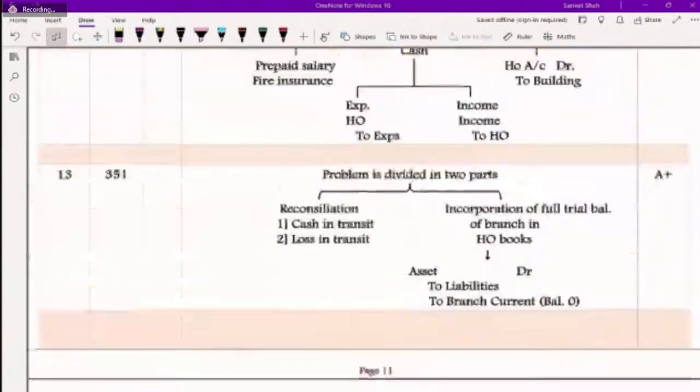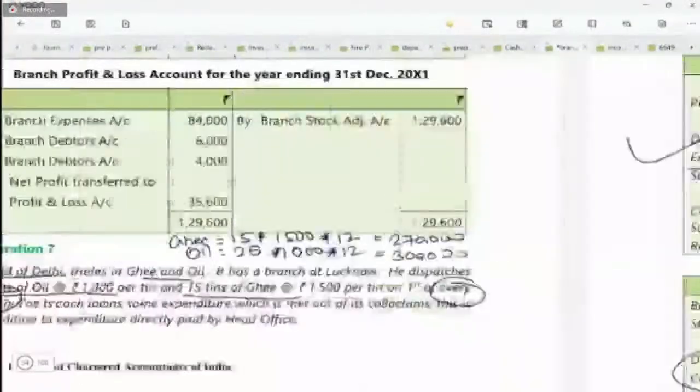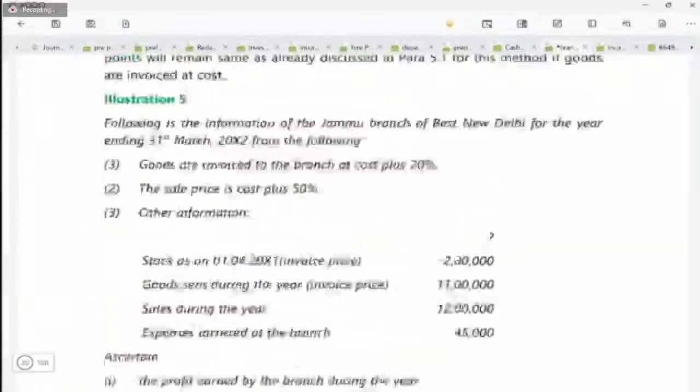ILU 5 we will finish first, beta. And in the next session, if time permits, I will take ILU 8. ILU 6 is very easy, beta. ILU 6 is easy.